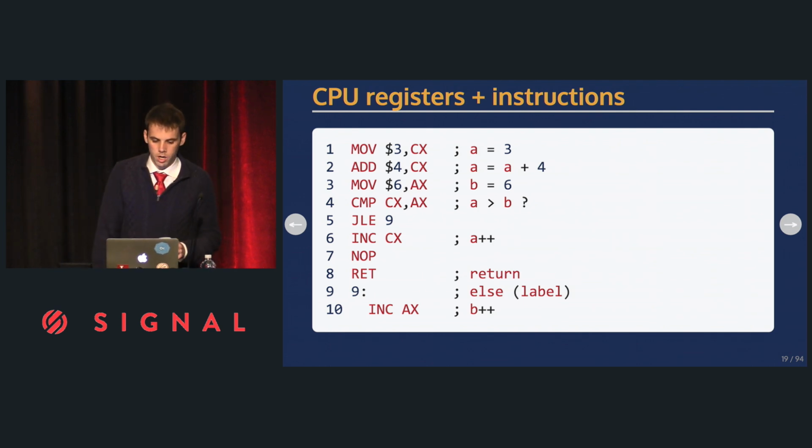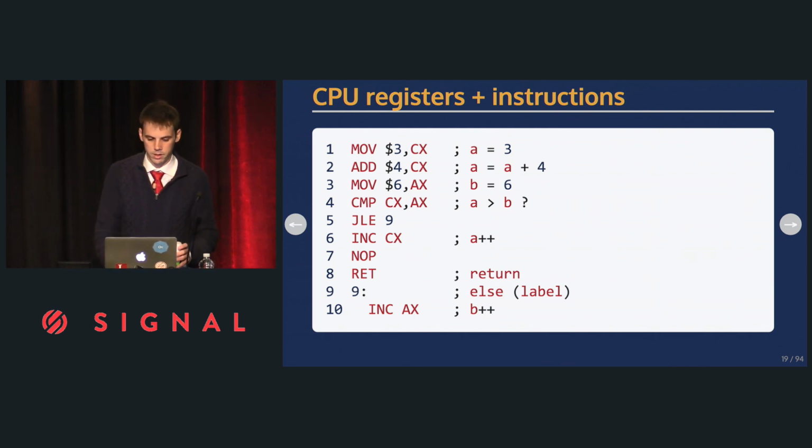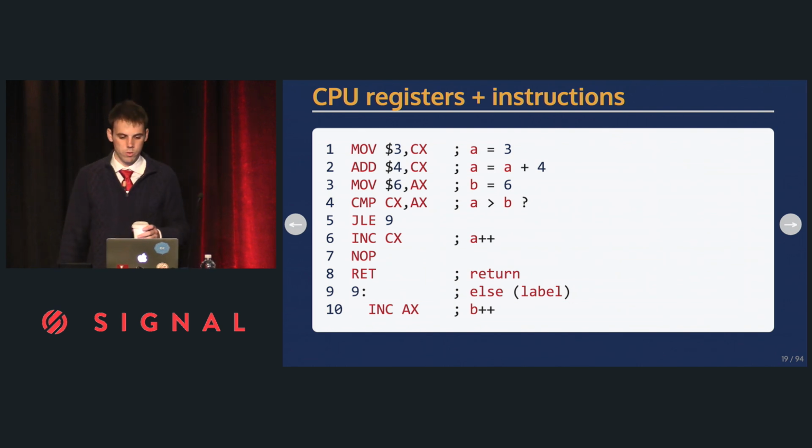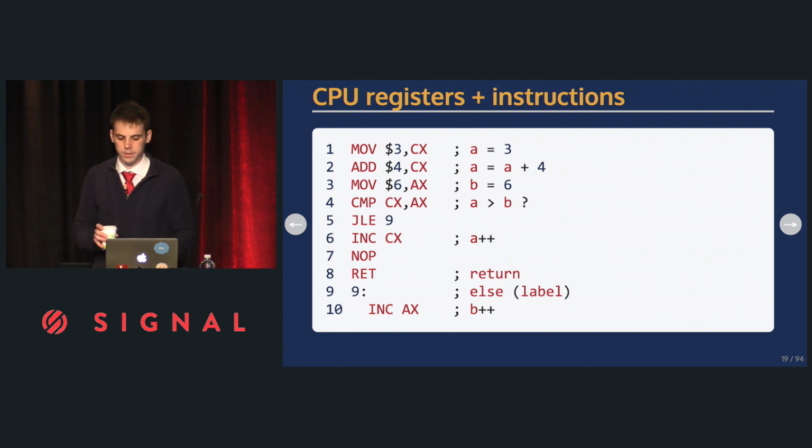So here on line 1, we're moving the value 3, $3, the constant 3, into the register CX, which is just the name of the register. And then we're adding 4 to it, right? So add 4 CX: add 4 to this value and then store it in the same register. B equals 6, we're moving the value 6 into AX. Then we're comparing. CMP is compare.